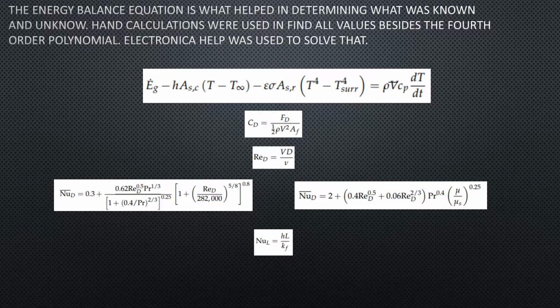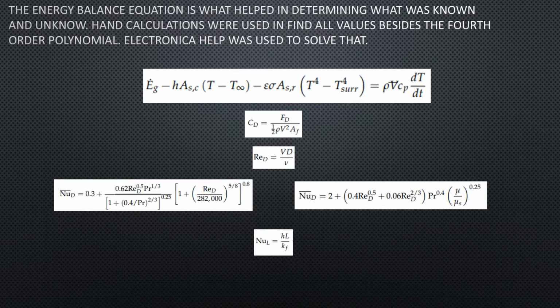Almost all values were able to be calculated by hand. In order to calculate the h, we first had to find our Reynolds numbers for each individual geometric portion of the Flash. So once each Reynolds number was calculated, we had to use the correct Nusselt equation, or the Nusselt correlation. The Nusselt correlation on the right is used for spheres. The one on the left is used for cylinders.